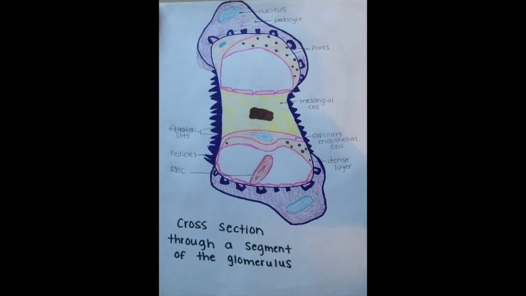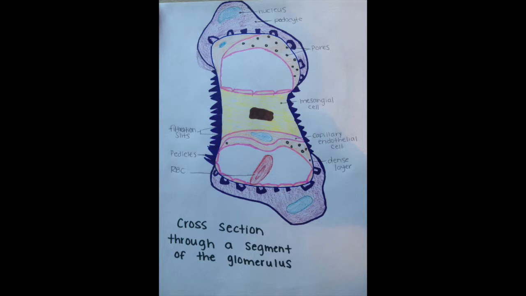Now, let's go back to the glomerulus. The glomerulus is broken down into two subcategories, mesangial cells and glomerular capillaries. Mesangial cells are basically just the connective tissue that is in between the glomerular capillaries. The glomerular capillaries are where the process of filtration actively begins.